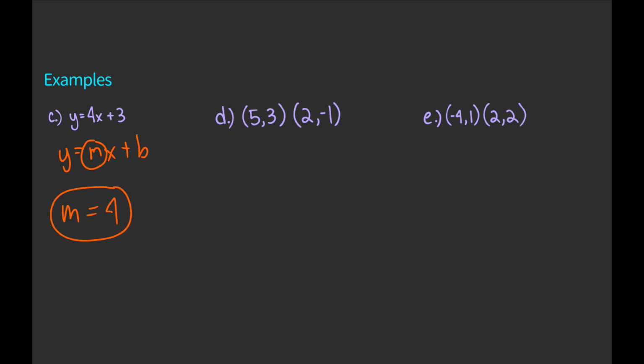Alright, moving on to D. We are given 2 points, 5, 3, and 2, -1, and we are asked to find the slope. To do that, we are going to use the slope formula. Just like before, we're going to identify our x1, y1, and our x2, y2. So I'll say this first one is x1, y1, and the second point is x2, y2.